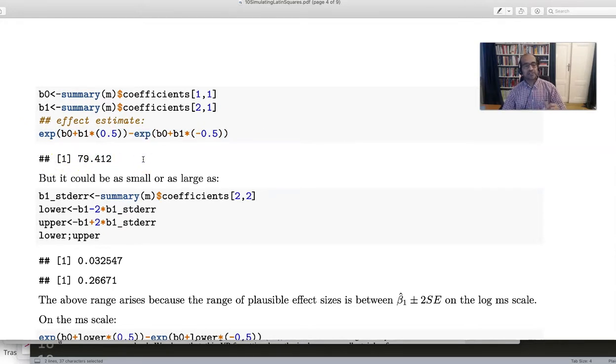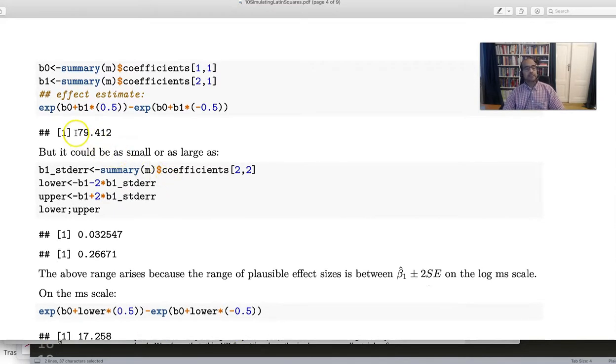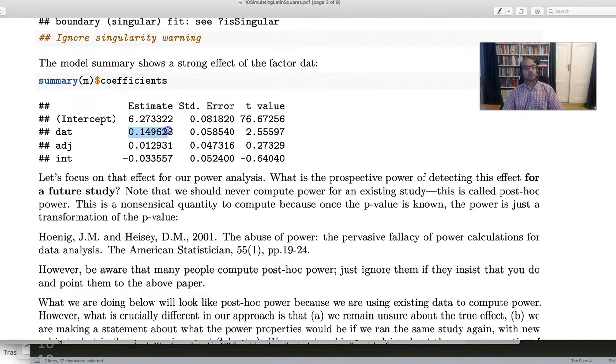So this is the difference between the two, so this is the dative effect basically, right? The main effect of dative is about 80 milliseconds. However, this effect has a standard error associated with it. If you look at the model output here, this model output shows some standard error associated with it.